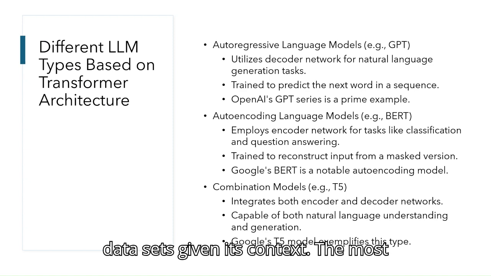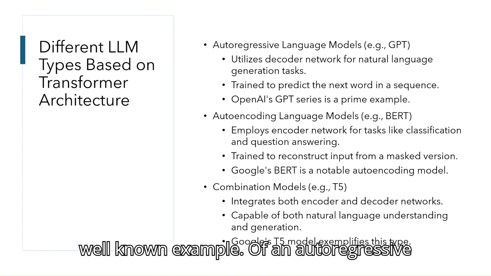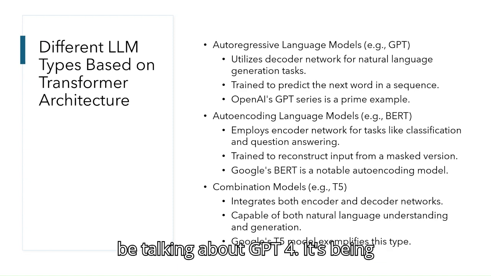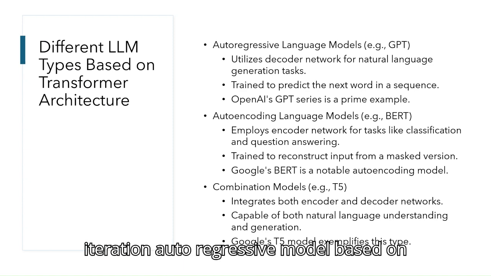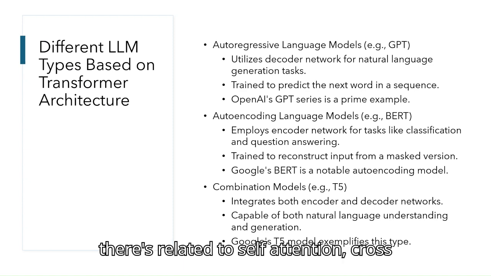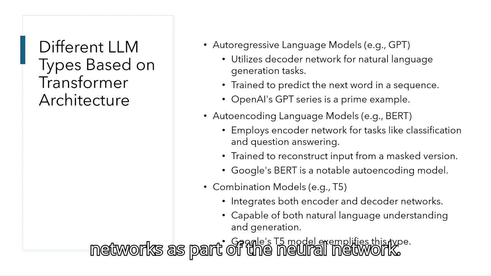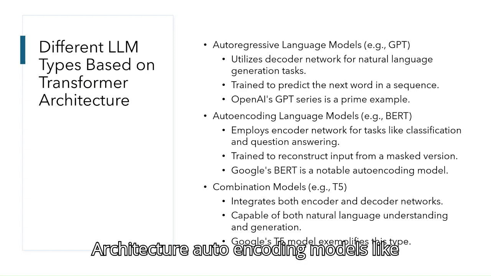The most well-known example of an autoregressive language model is OpenAI's GPT-4. It's the latest and most powerful iteration of an autoregressive model based on the decoder network, and it primarily leverages layers related to self-attention, cross-attention mechanisms, and feed-forward networks as part of the neural network architecture.